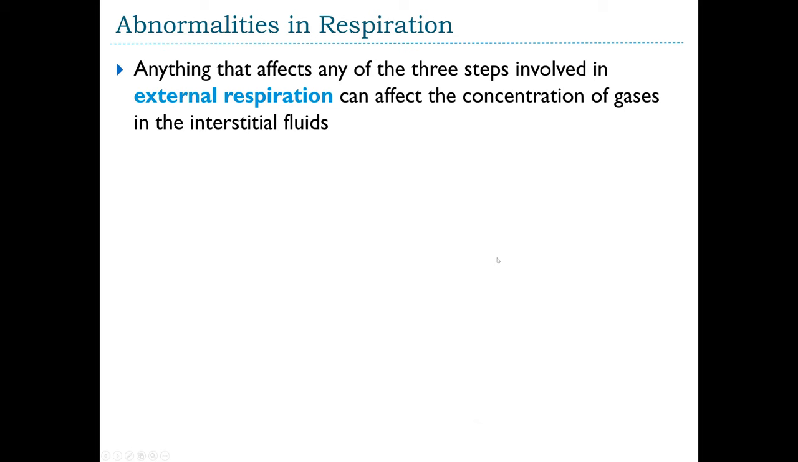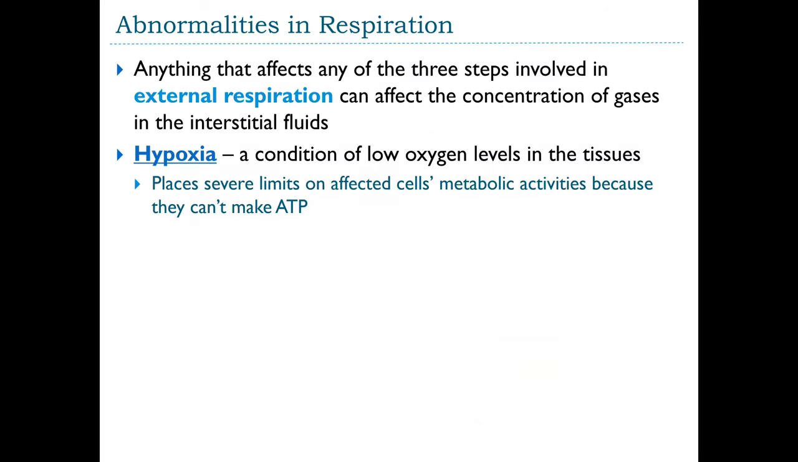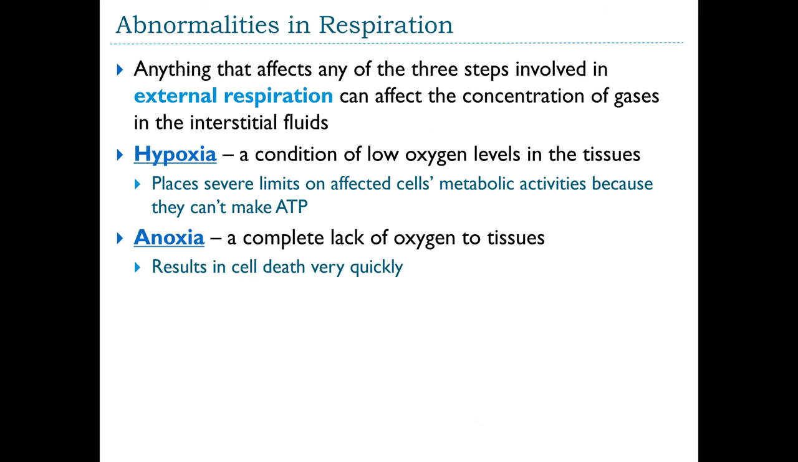So anything that affects any of those three steps involved in external respiration can affect the concentration of gases in the interstitial fluids. So hypoxia is a condition of low oxygen levels in the tissue. This places a severe limit on the affected cell's metabolic activities because, remember, oxygen is being used by the mitochondria to make ATP. So if a cell has insufficient oxygen, it can't make enough ATP to maintain all the normal metabolic activities. Anoxia is a complete lack of oxygen to tissues, and this results in cell death very quickly.